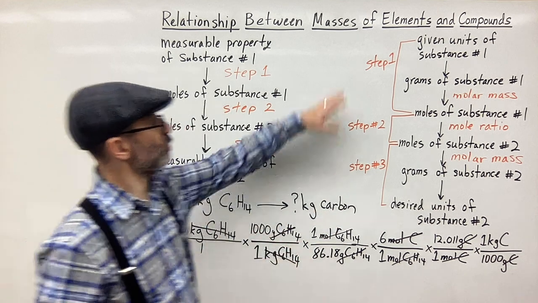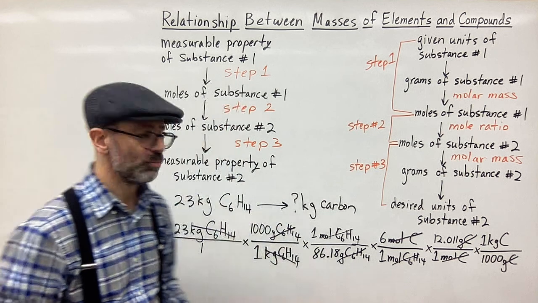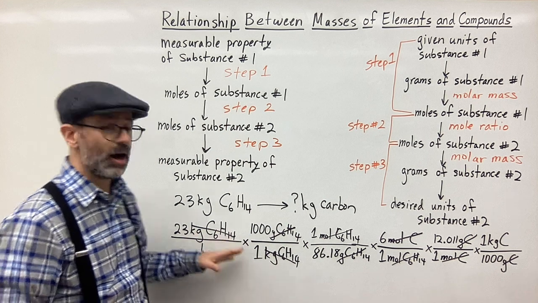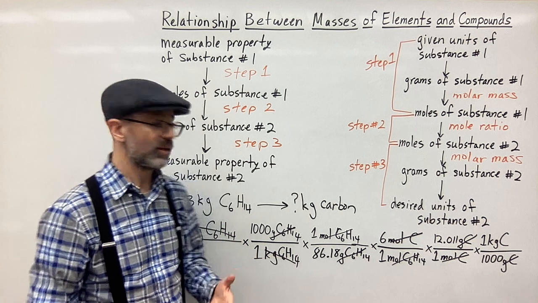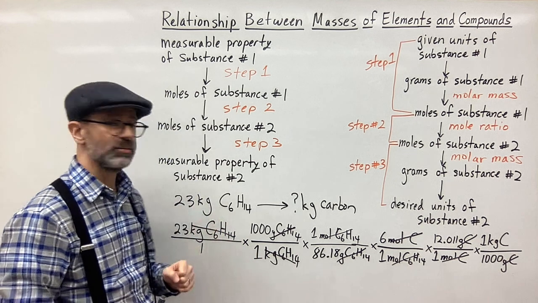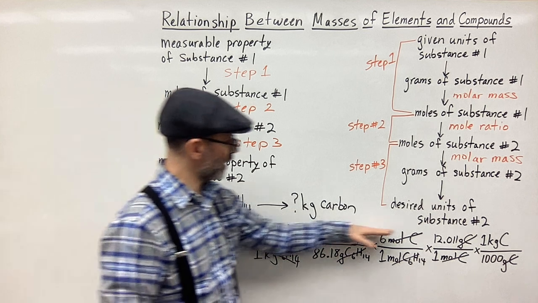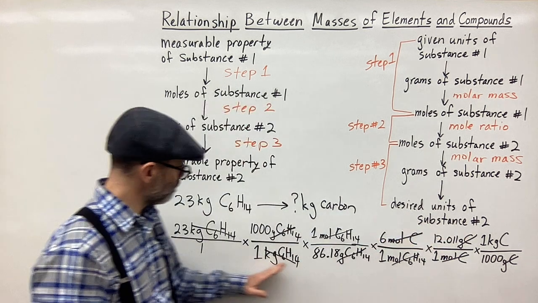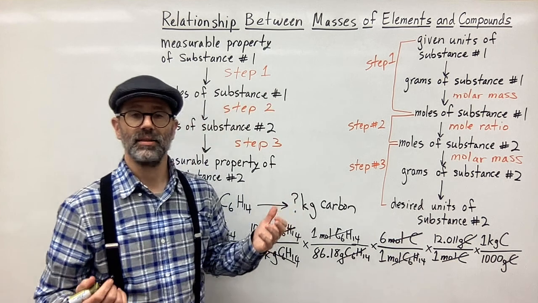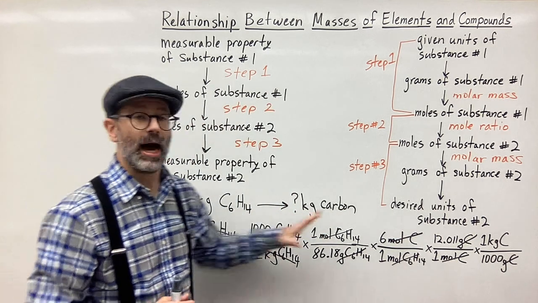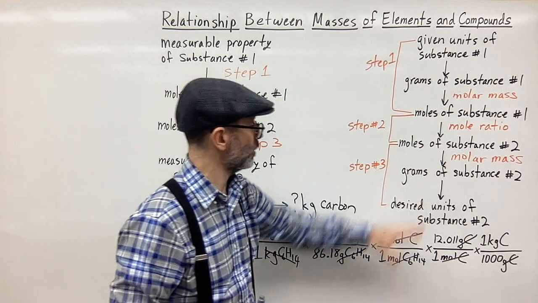So I've followed the steps, and here they are in conversion factor form, right? So now, in order to calculate the number of kilograms of carbon that come from 23 kilograms of hexane, all I need to do is multiply by everything on the top, divide by everything on the bottom, and I get my answer. And then that's it. So I'm not going to calculate this out. I just wanted to show you the method and how I follow the steps.